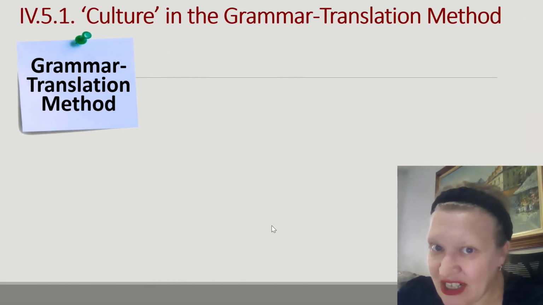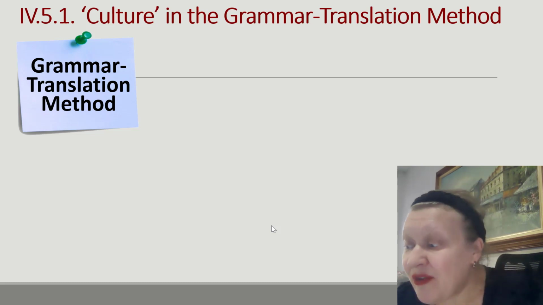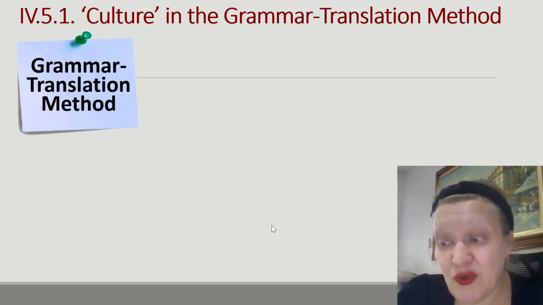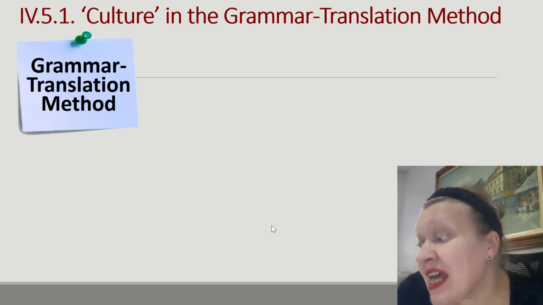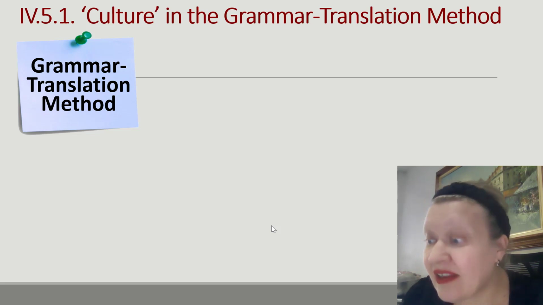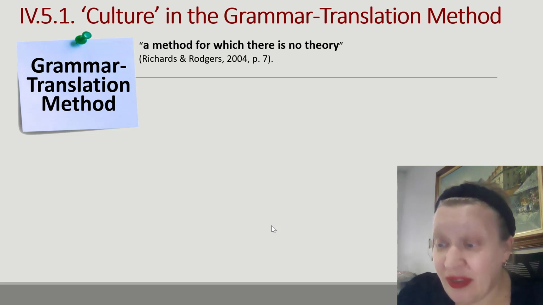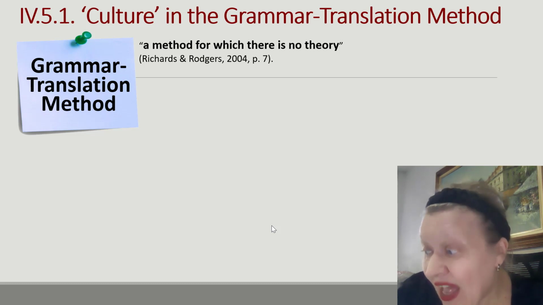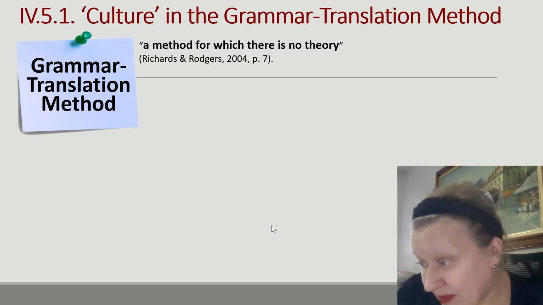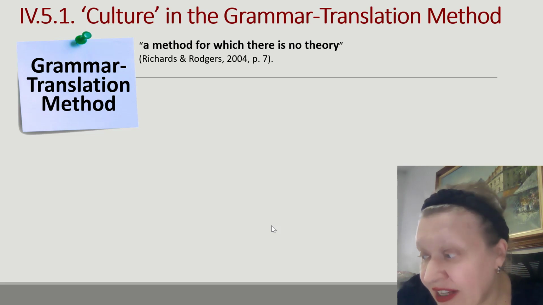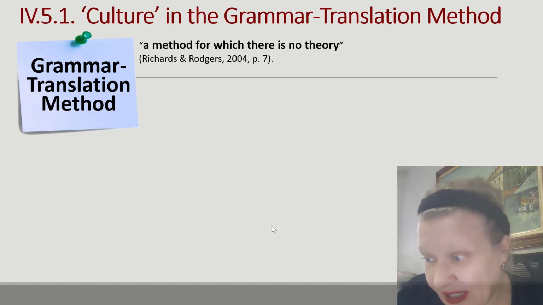Culture in the grammar translation method. Many researchers agree that the grammar translation method, Grammatik-Übersetzungs-Methode, per se, has never existed as an independent and theoretically sound approach. Richards and Rodgers call it a method for which there is no theory, because there is no literature that offers rationales for it. Even the name grammar translation emerged at the end of the 19th century in the discourse of its opponents, the scholars who criticized this approach.